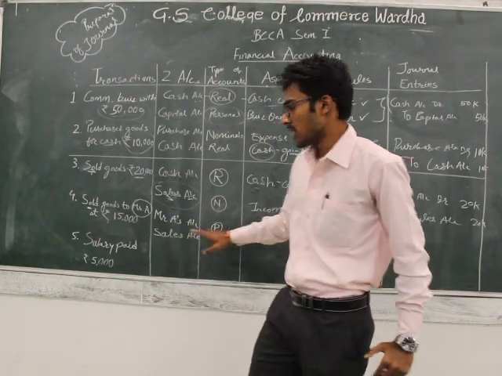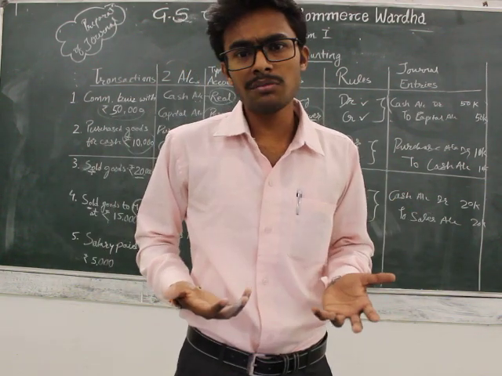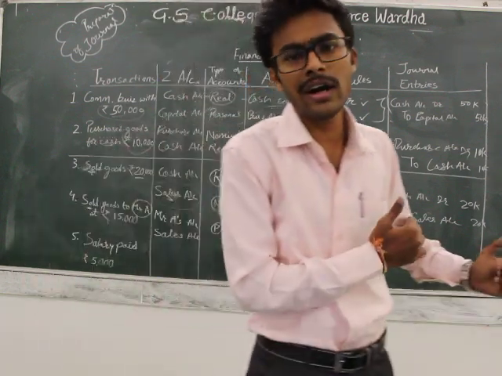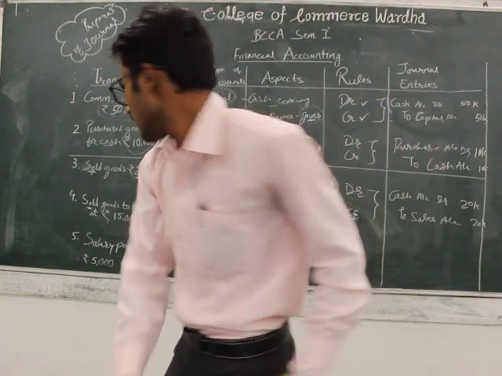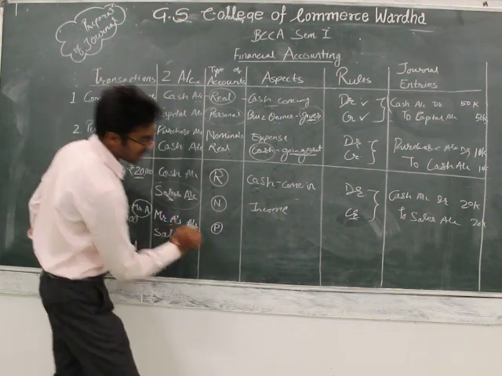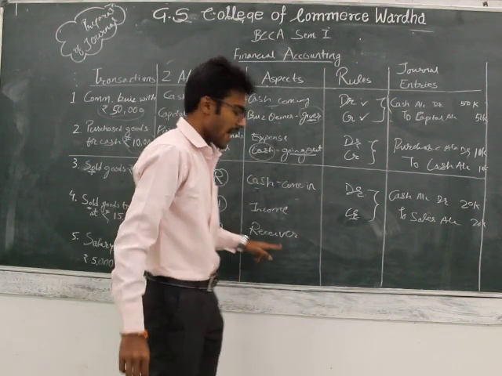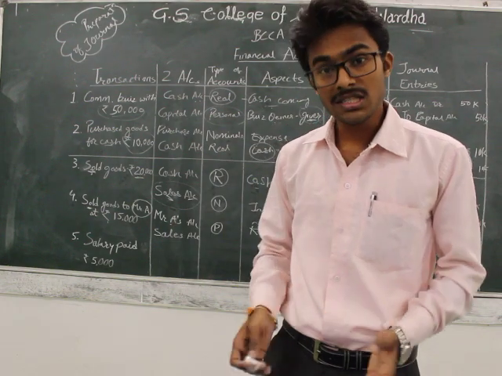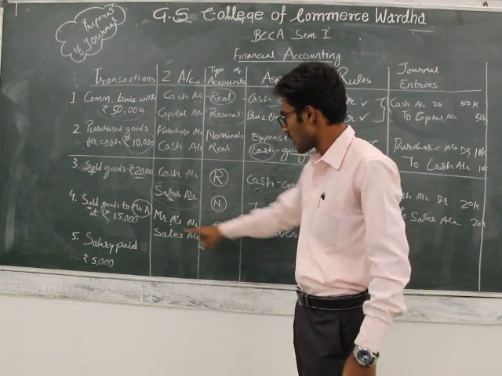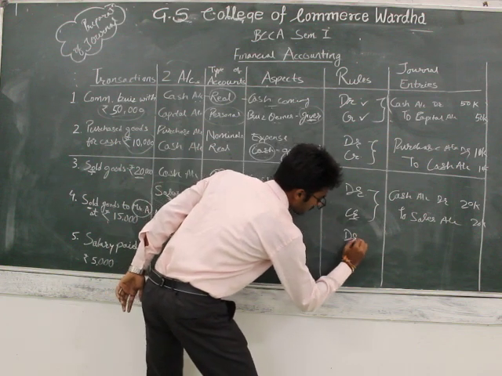Mr. A's personal account. Is he a giver? No. Why? Because he is not giving something to us, but he is a receiver. Why receiver? Because we have provided goods to Mr. A. That's why Mr. A is a personal account, and he is the receiver here. The golden rule for personal account is debit the receiver, credit the giver. Who is the receiver? Mr. A is the receiver. That means Mr. A's account will be debited.